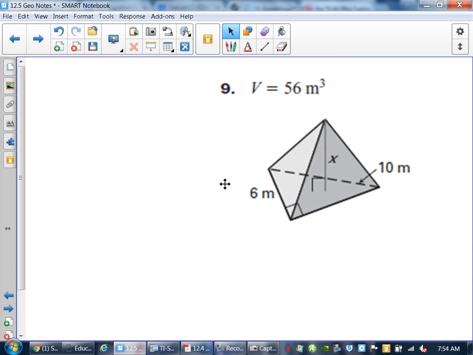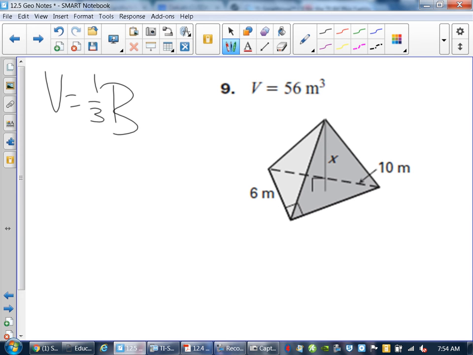So, we're looking at the volume of a pyramid. This happens to be a triangle-based pyramid. Exactly. So start with the formula. Volume is 1/3 big B times how tall it is. Well, in our case here, big B is a triangle, which is 1/2 base times height. 1/3.